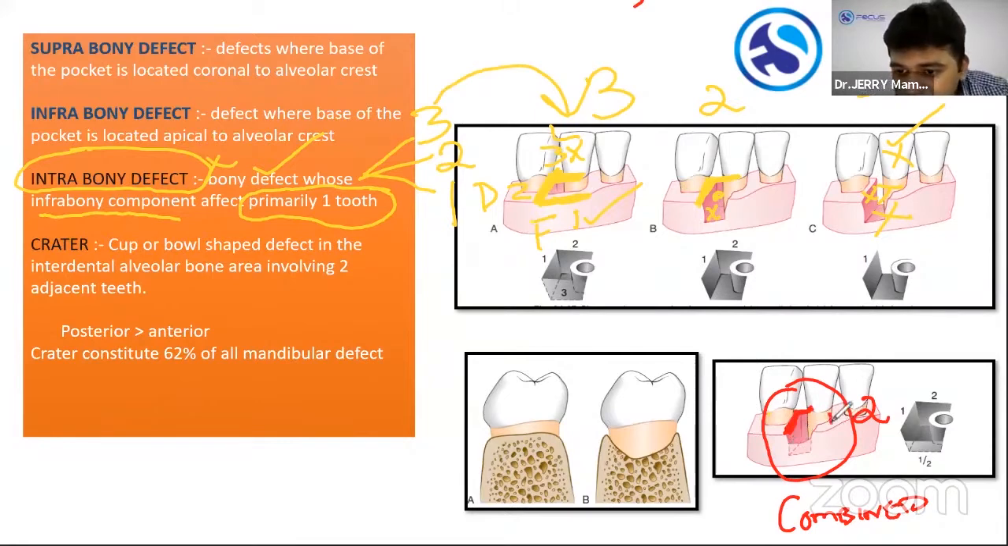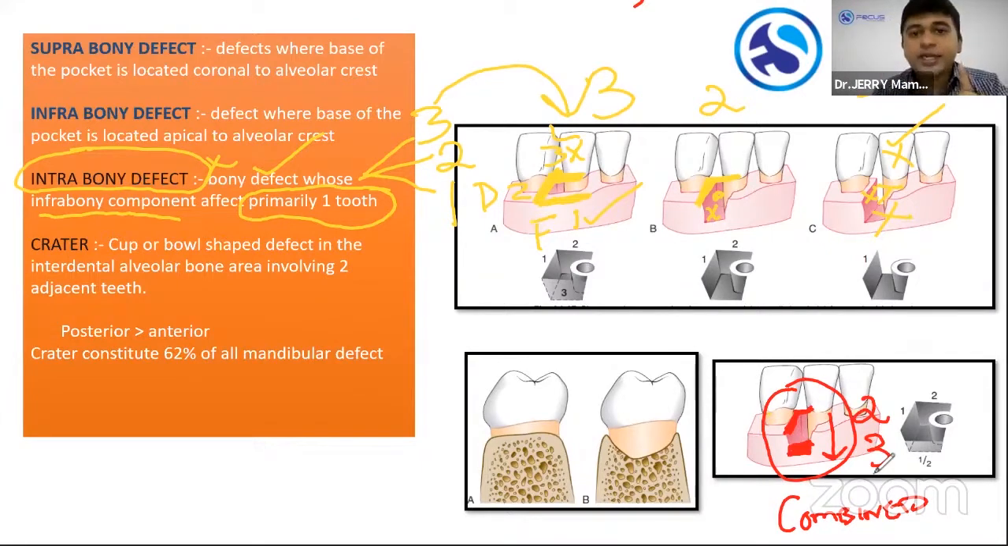But as you come apically in that defect, what happens? A little bit of the facial wall is preserved. So at the apical end of that defect, it becomes a three-wall defect. So it's a combination. At the top, it is a two-wall, and at the bottom, it is a three-wall. That is why it is called a combined defect. I hope it is clear now.